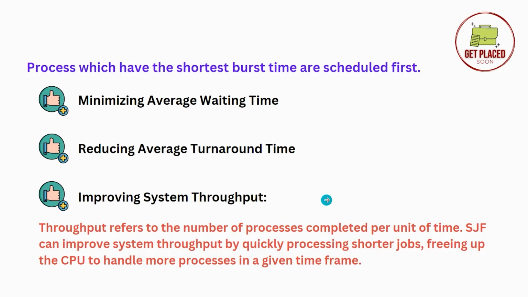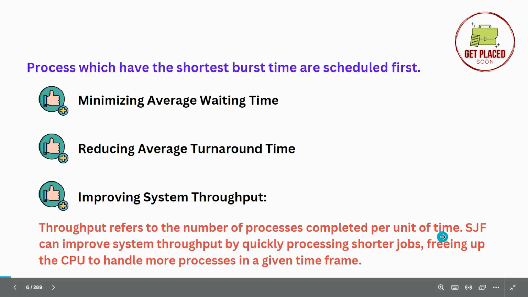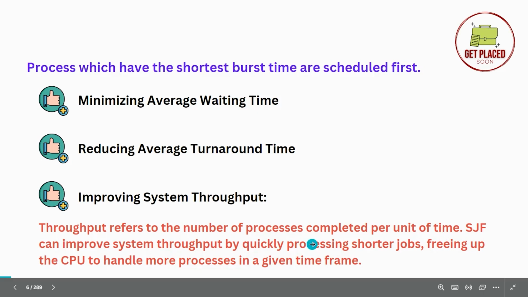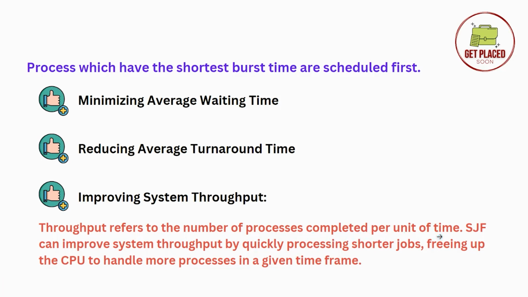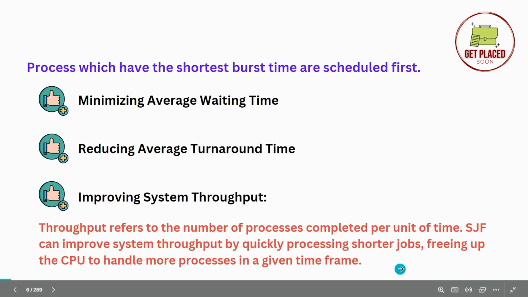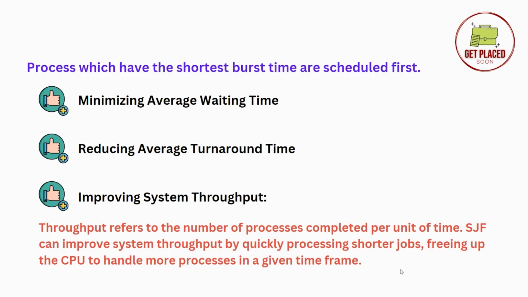Similarly, the system throughput is also increased. Throughput means the number of processes completed per unit of time. Out of all the processes available in the ready queue, you will immediately choose the smallest first, making more processes complete in a minimum unit of time. So the number of processes completed per unit of time is increased in shortest job first. Because of that, the CPU is free to handle more processes in a given time frame. So there are three advantages of shortest job first: minimizing average waiting time, minimizing average turnaround time, and improving the system throughput.